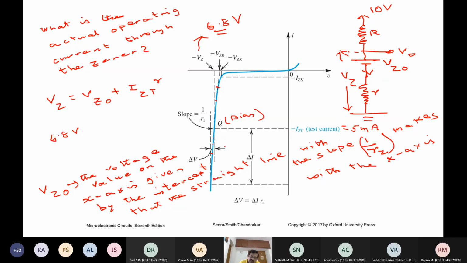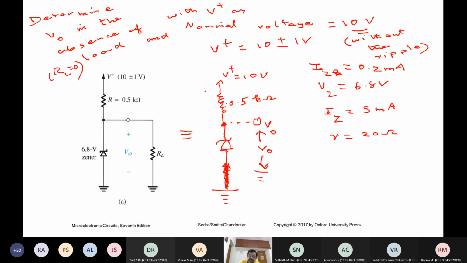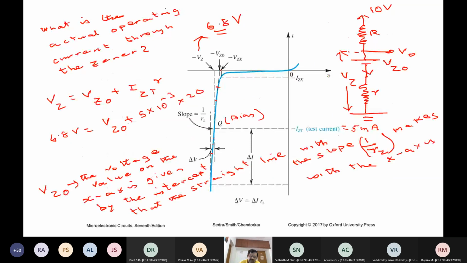So all I need to do is extend this line and cut it across at the x-axis. I will get the VZ naught, that is shown in the diagram. I just explained it over here. So to find that VZ naught, assuming this is my test current and test voltage, 6.8 volt equal to VZ naught, and given my test current is 5 milliampere, 10 power minus 3, and R is 20 ohms. With that, we have the 20 ohms.